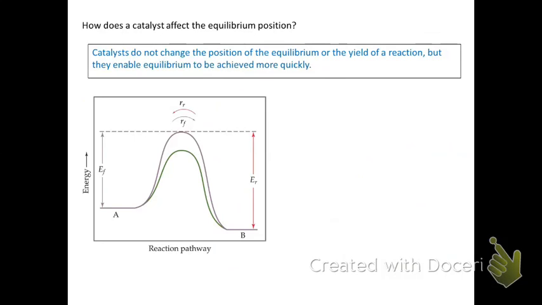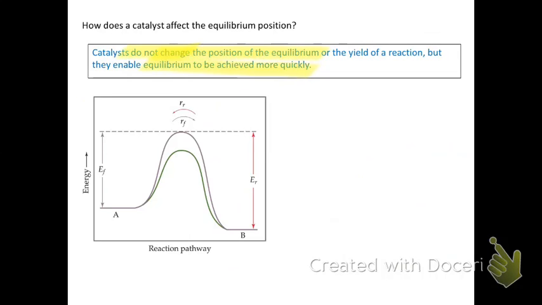Now, the last one I want to look at is how catalysts affect the equilibrium position. So the reaction is going, I throw in a catalyst, and how does that change the equilibrium? Does it shift it left? Does it shift it right? Well, it turns out a catalyst has no effect on the equilibrium position. A catalyst does not change the position of equilibrium. The only thing it does is allow us to achieve equilibrium more quickly.